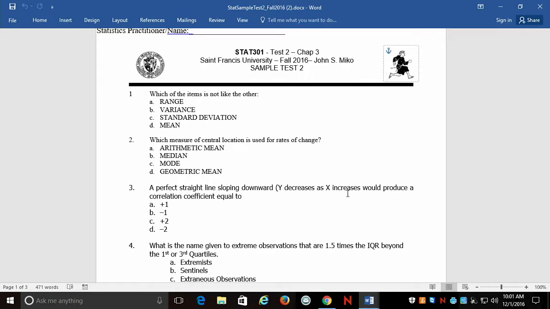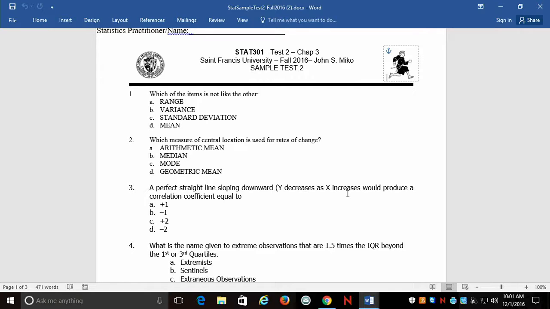So the first 3 are measures of variability: range, variance, and standard deviation. The last one, mean, is a measure of central location. So D is not like the others. Which measure of central location is used for rates of change? Remember, like percentages, what do we have to use, Daniel? Very good, the geometric mean.